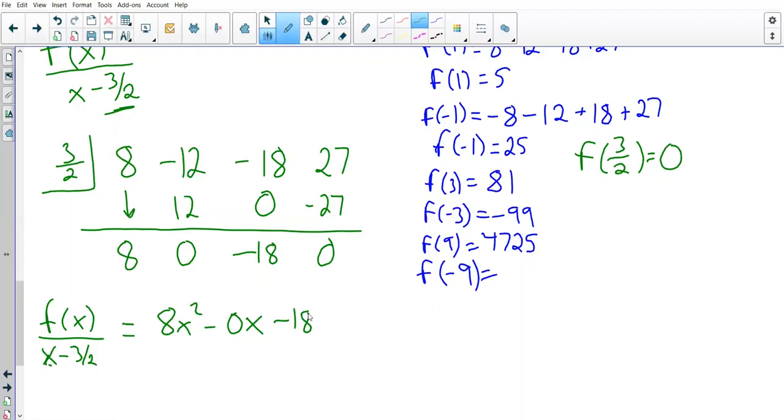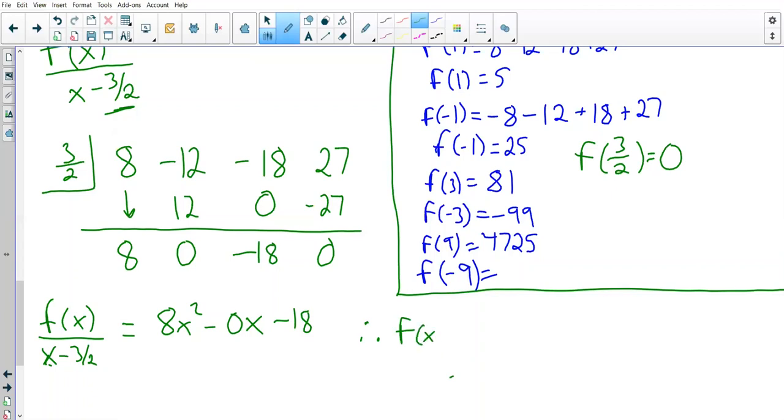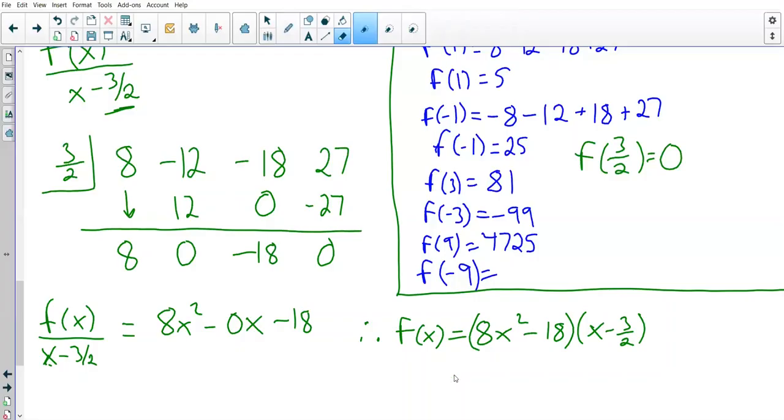Okay. So what that tells me then, just going to put a line over here. What I know now is that f of x is equal to 8x squared minus 18 times x minus 3 over 2. Now, I have an option here. I can use rational root again. It's going to be a bit of a pain because, again, I still have pretty big numbers for my leading coefficient and for my constant. Or I can use factoring methods that I already know.